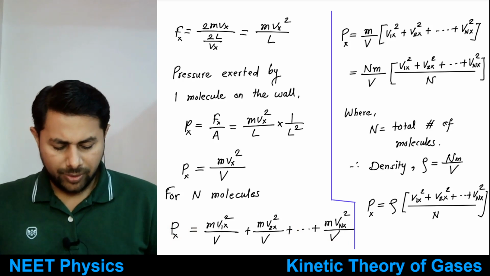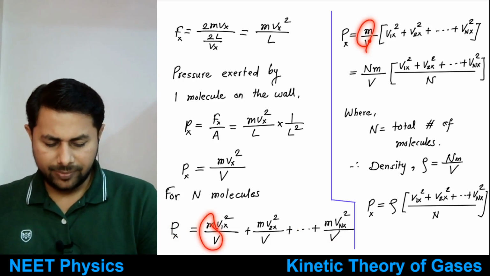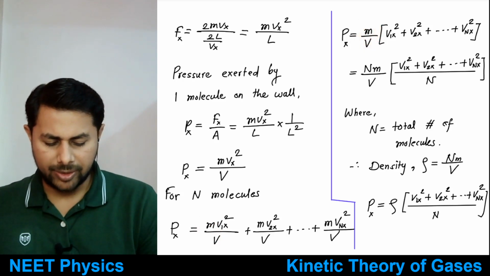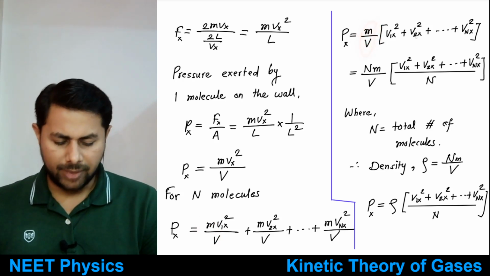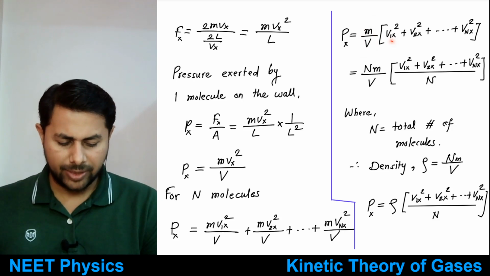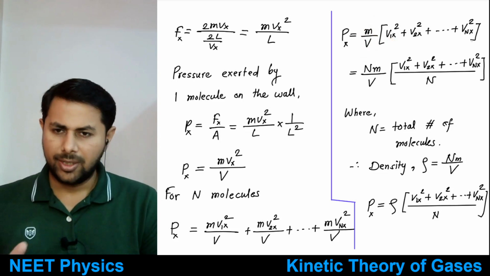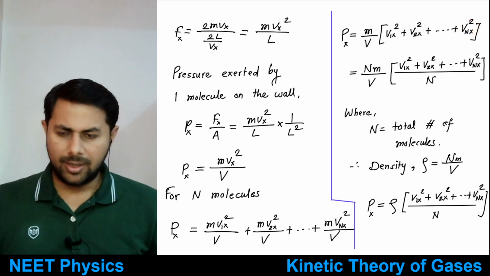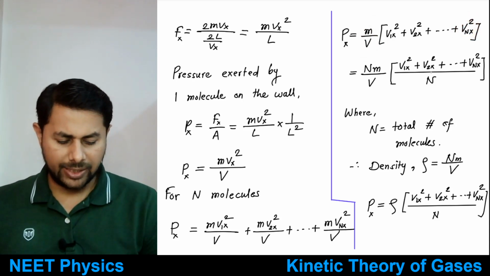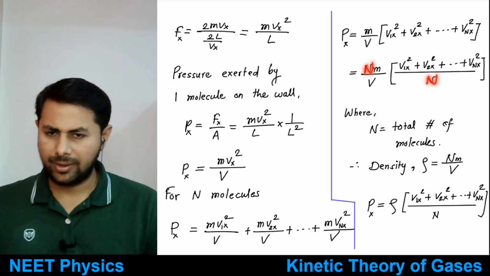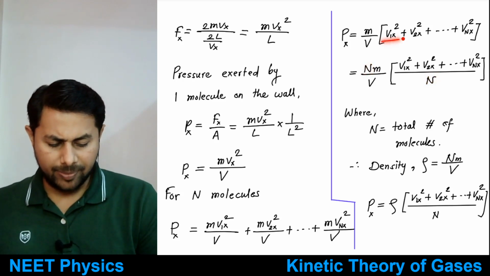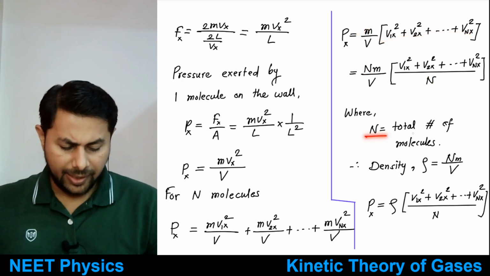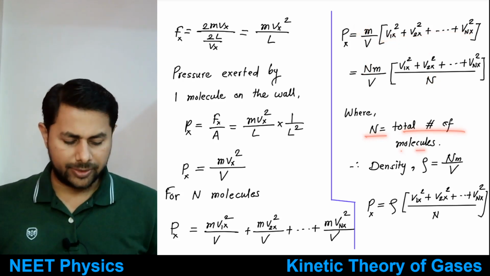So out of that you can take m by V common. So the pressure would be equal to m by V multiplied by v1x square plus v2x square plus v3x square, and so on up to vnx square. And then we can multiply and divide this thing by N. So what is N? N is the total number of molecules.